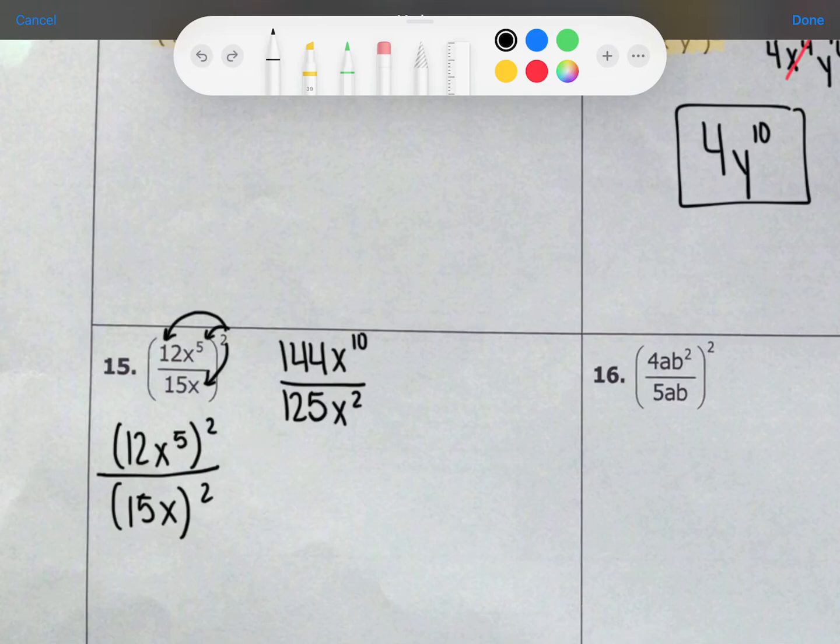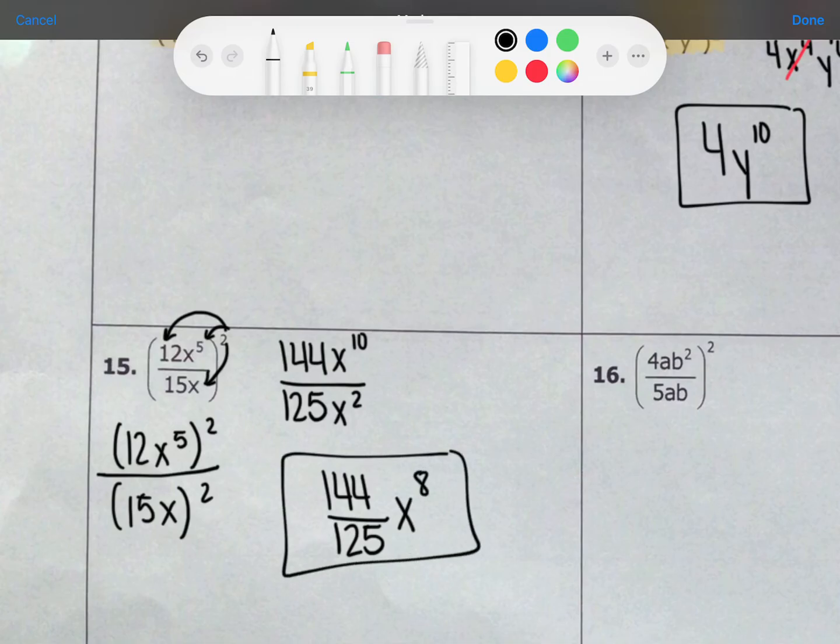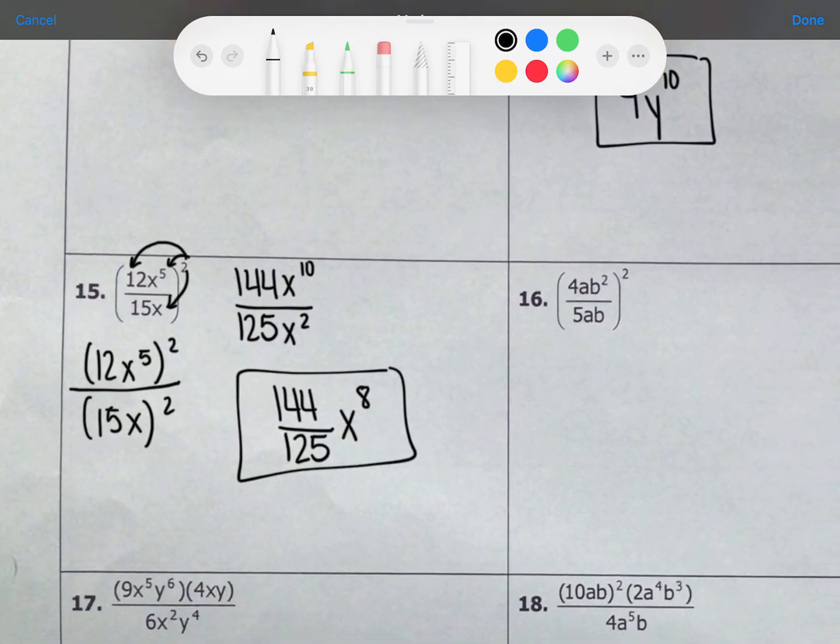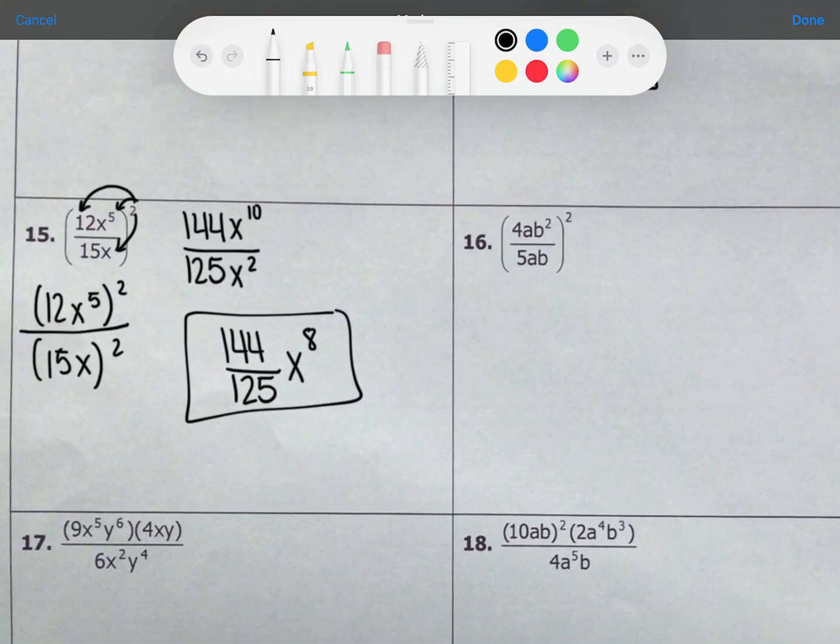All right, does 144 and 125 reduce? Put it in Desmos. Hit that little blue fraction button, because it'll change it from a decimal to a reduced fraction. It doesn't? Okay. Some of you guys are like, I don't know, I'm just sitting here staring off in space. All right, subtract those x's. 10 x's take away 2 is 8. Is everybody good? Fantastic. Pause the video. Try number 16.